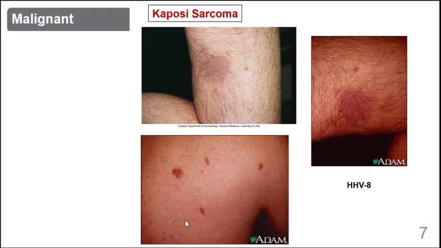The skin lesions themselves generally don't cause any symptoms, but it can spread to other areas of the body, and when it spreads to other areas of the body, it can cause problems with those organs. And the reason for that is because it can cause bleeding. So if it spreads to areas such as the digestive tract and the lungs, then it can pose problems with the function of those organs.